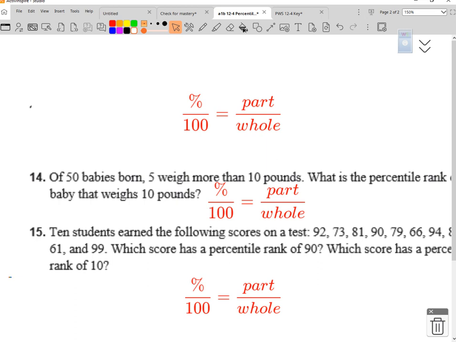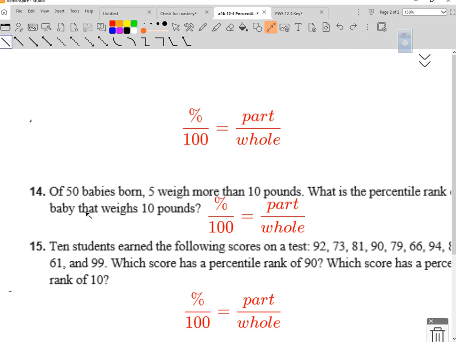All right, so the first example says, of 50 babies born, 5 weigh more than 10 pounds. We write it down. And we could say, of 50 babies born, well, there's not really anything to cut out of there.